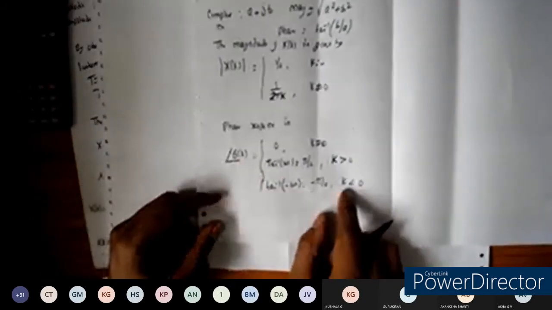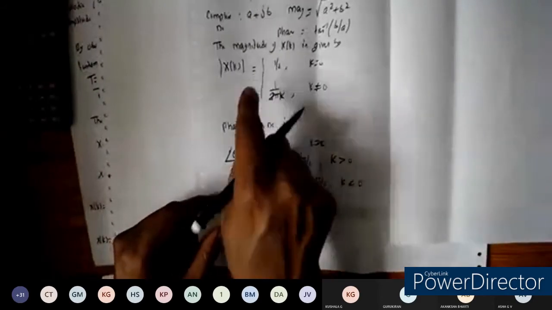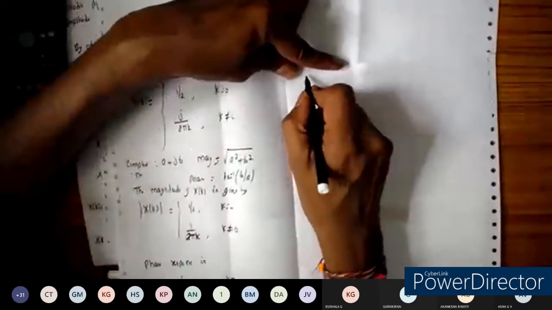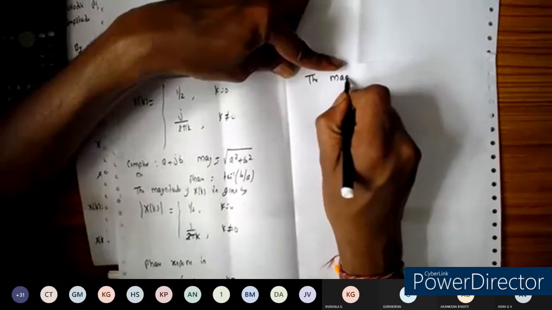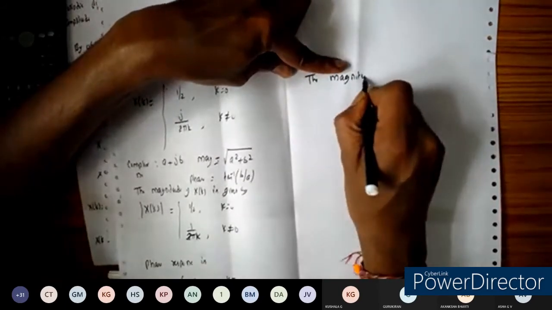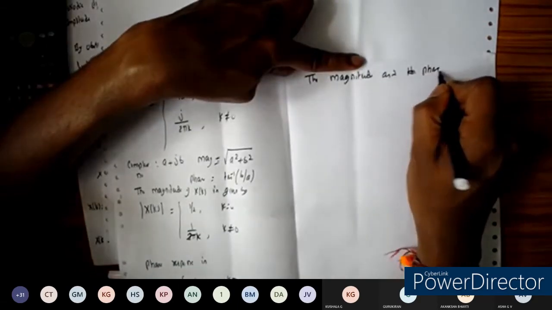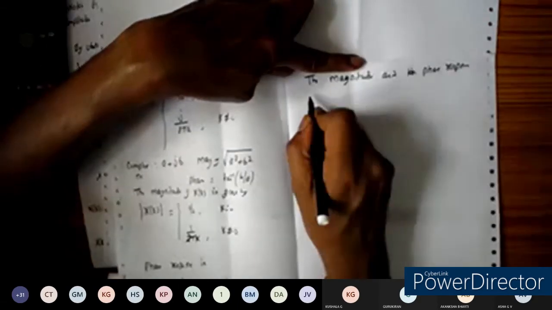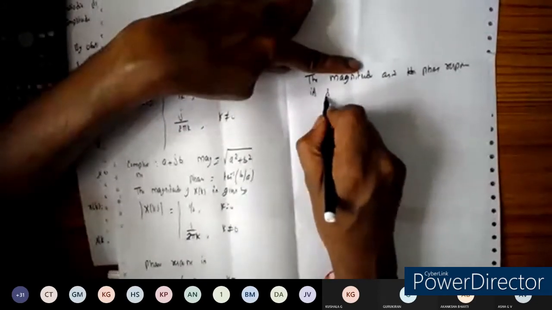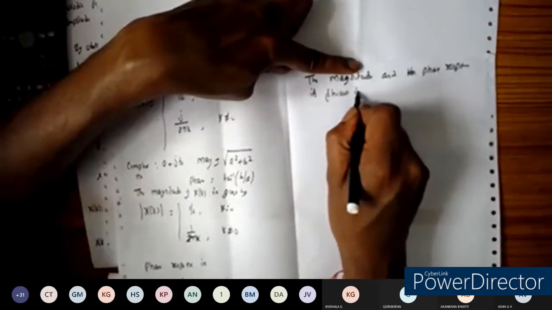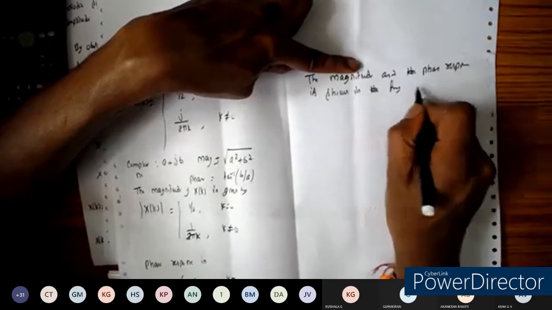Okay, fine. So this is the phase response you're going to get. This is the magnitude response you're going to get. Let us plot the magnitude and the phase response. The magnitude and phase response is shown in the figure below. So we can plot the magnitude response here.